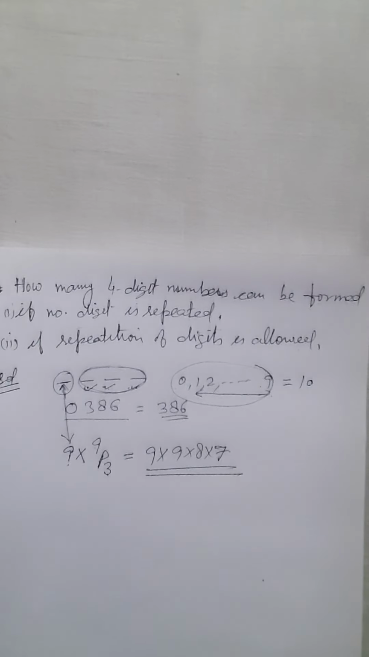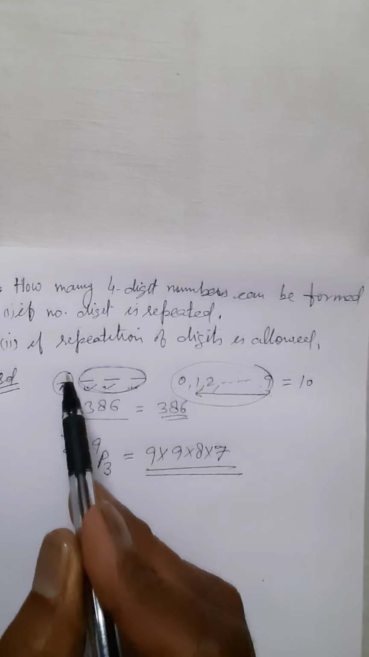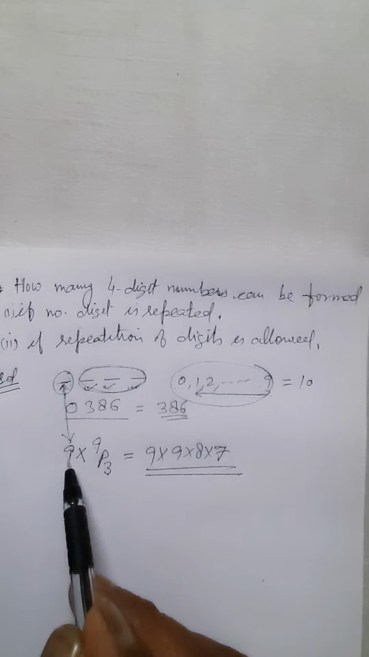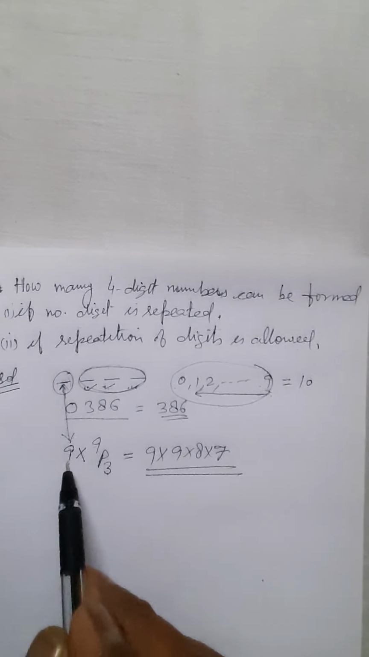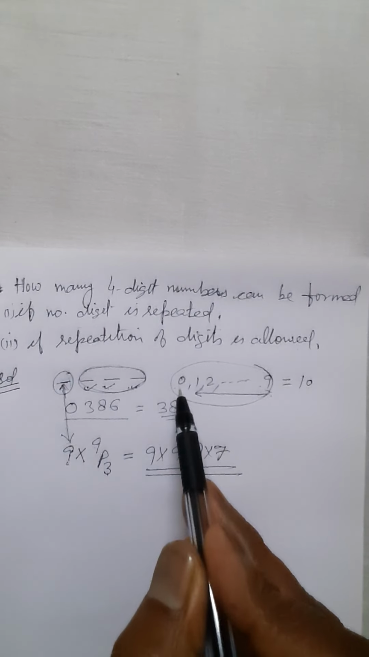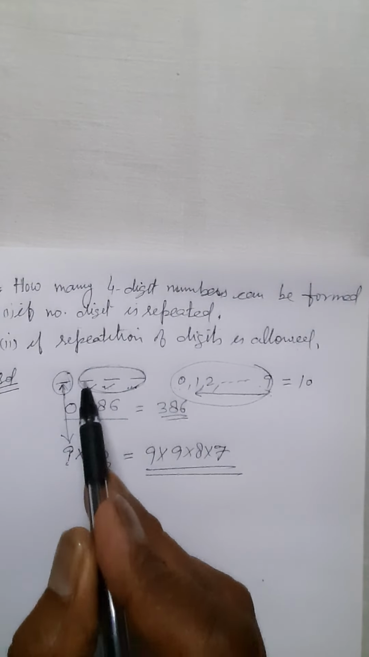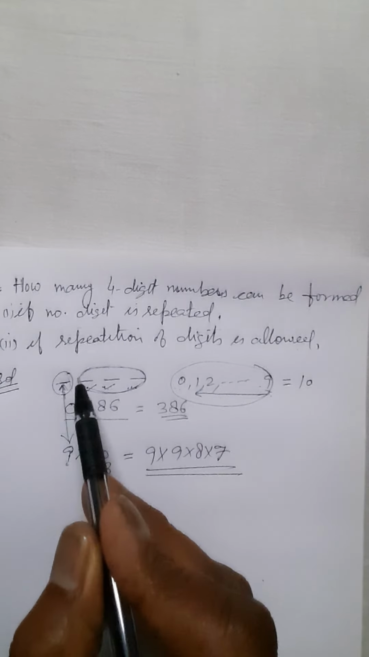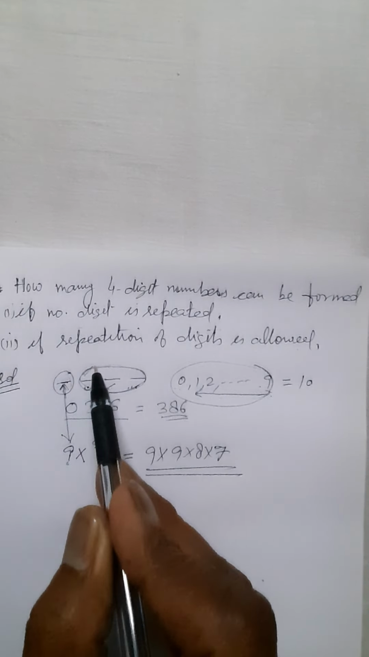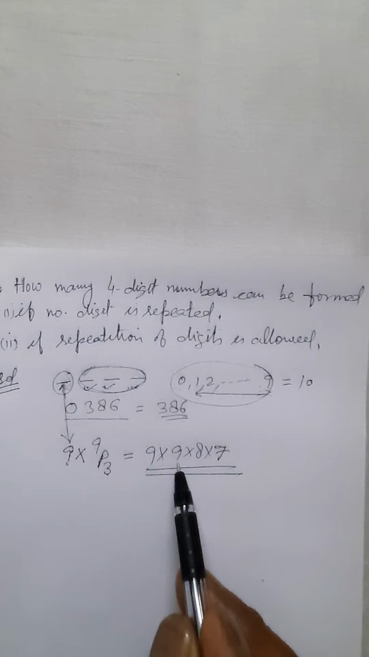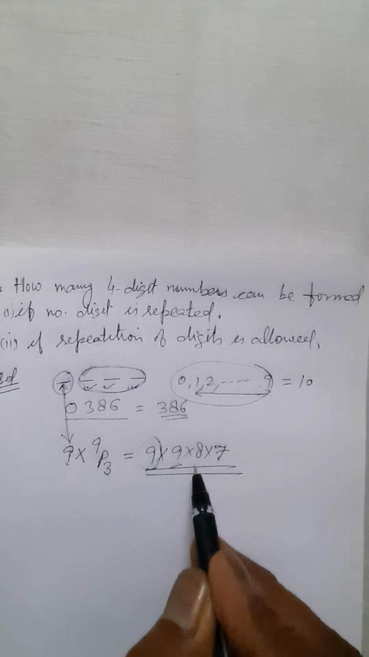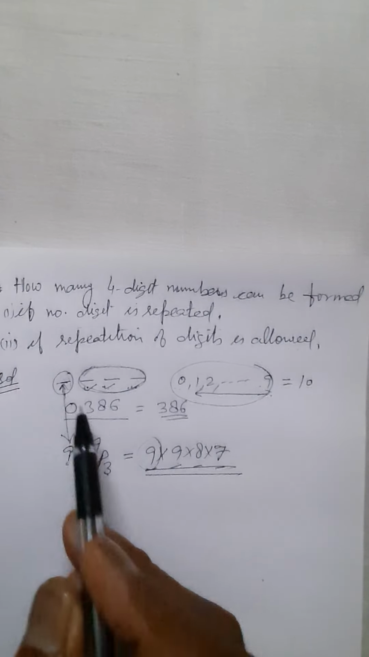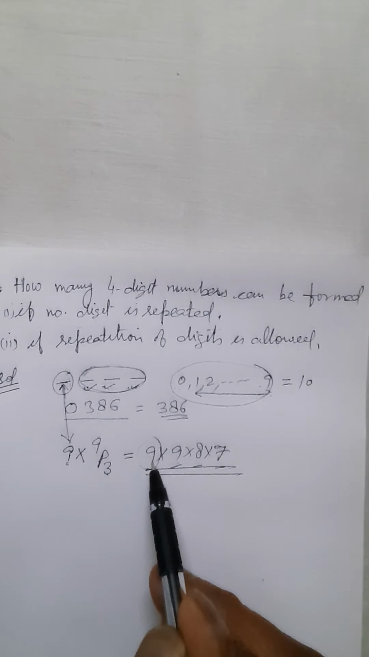The same thing we can understand like this: the first place can be filled by 9 ways. How many digits are left? 9, because one of the digits is already used, except 0. So rest digits are 9. I can put here any of the digit by 9 ways. First place, second place, third place and fourth place. The first place can be filled by 9 ways in which 0 is not included.